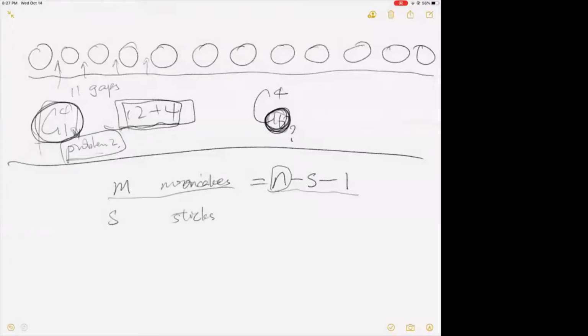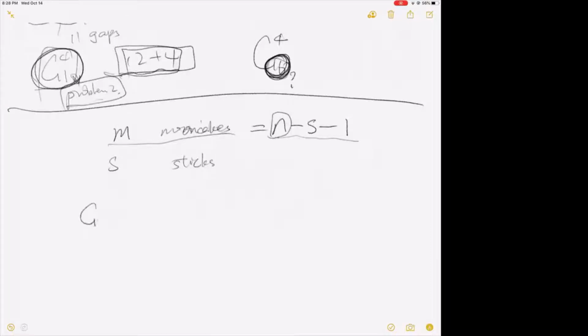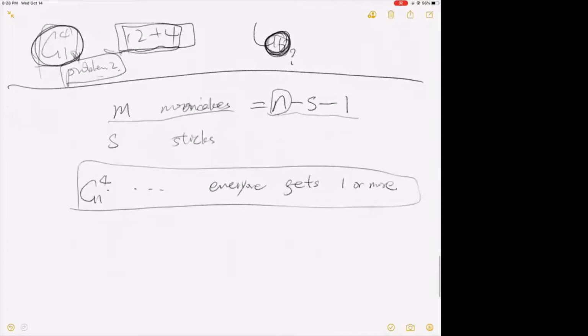Okay, I have another solution, David. Hold on, David. I'll let Leo try first. I think you first need to do 11 choose 4, but then you need to add stuff. So I start with 11 choose 4. Everyone gets one or more, right? Then that's how many ways we can have it. And then you said you need to add the number of ways that someone could get zero.